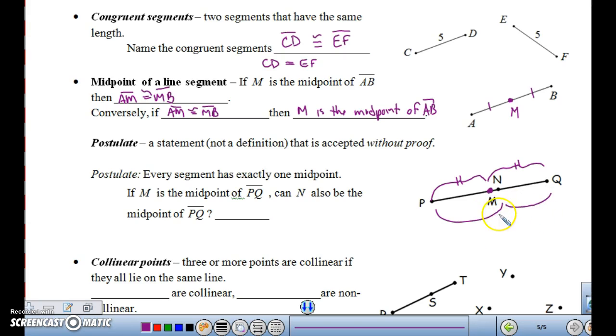These two are not congruent. So any segment can only have one midpoint. Can N also be the midpoint of PQ? No, it can't. A segment can only have one midpoint. So we can say that PM is congruent to MQ, but PN, from here to here, is not congruent, put a line through the congruent, to NQ, if M is the midpoint.